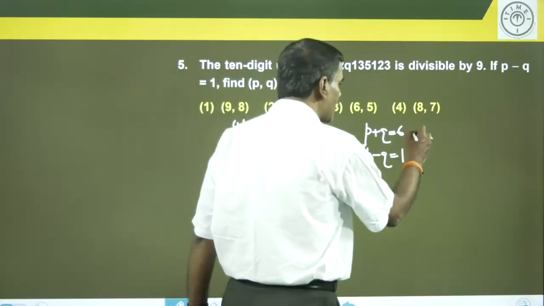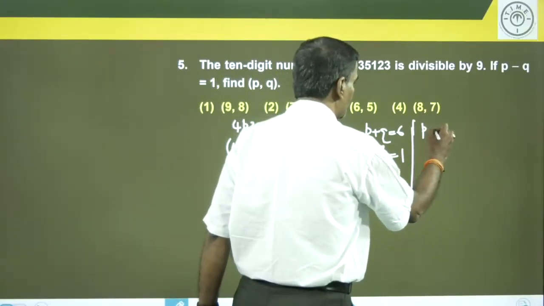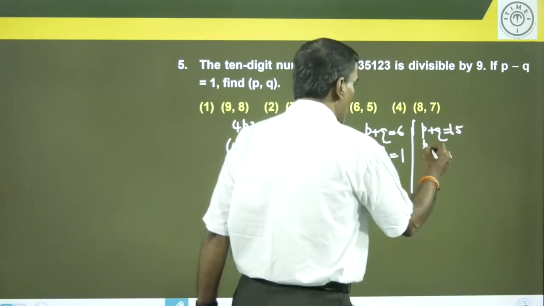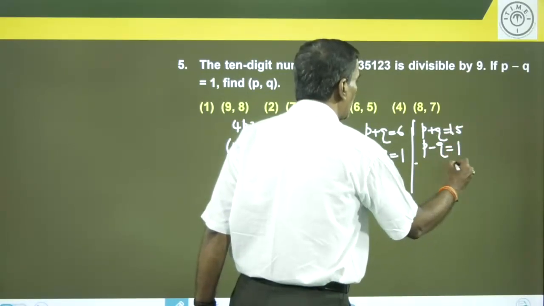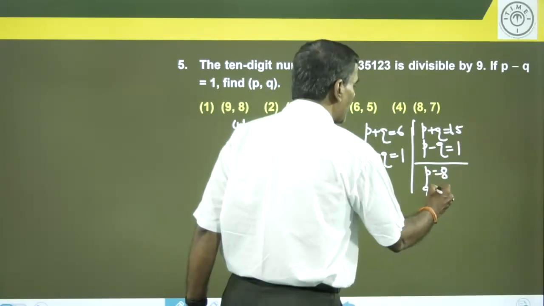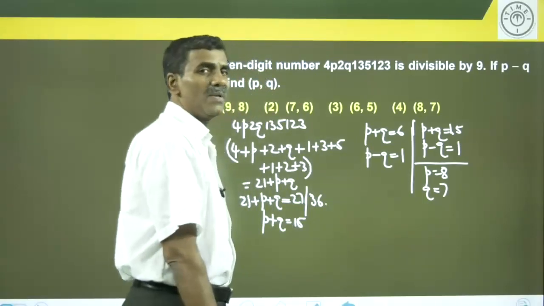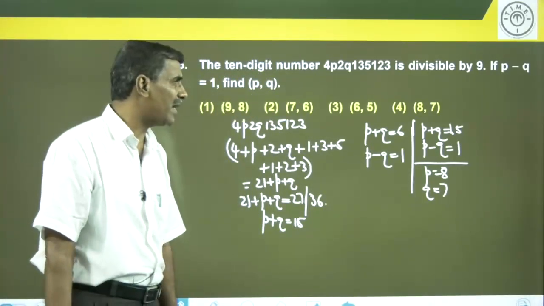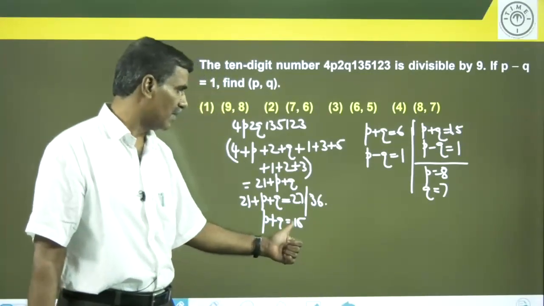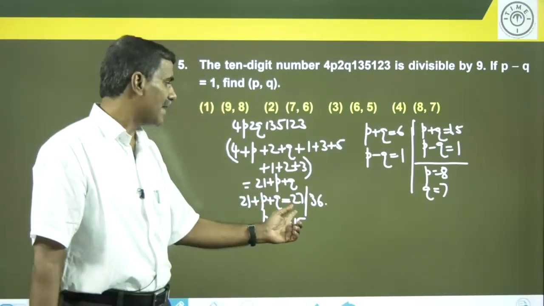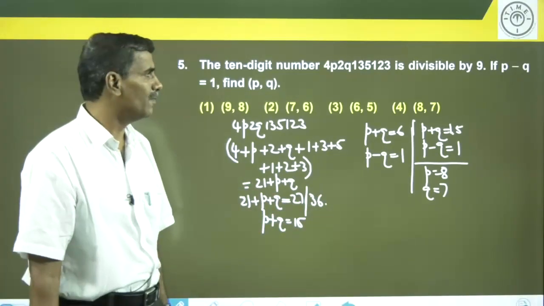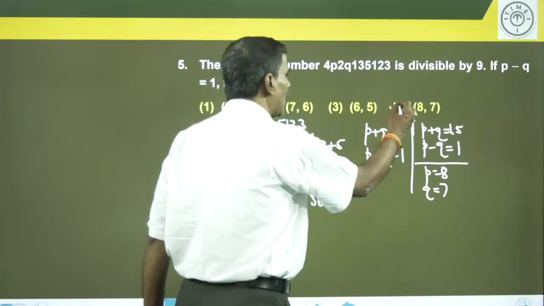So if we have p plus q as 15 and p minus q as 1, adding them, 2p is 16. That implies p is 8. If p is 8, q has to be 7. That means the values for p and q are 8, 7. So sometimes we have to be a little bit careful like this one, because p plus q as 6 is not giving integer values. That is the reason we are going for the next higher value. So that way we can answer the question at a faster rate.